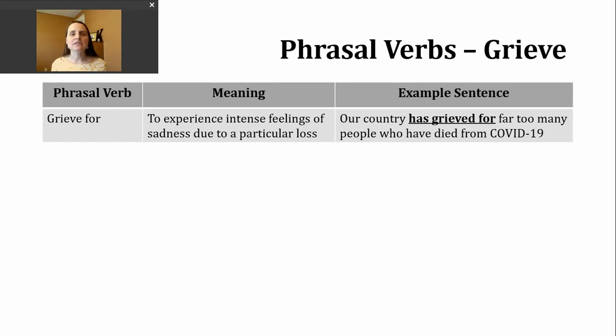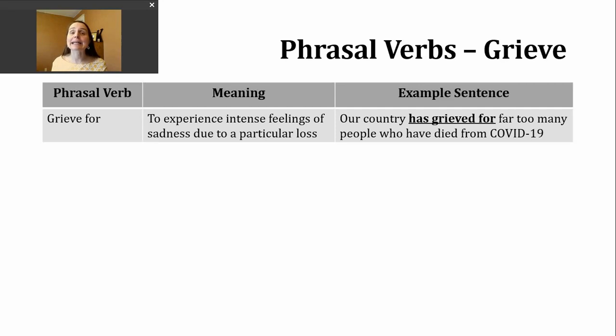There is one phrasal verb that tends to be used. I'll note, though, the definition isn't extremely different than the first or primary definition we looked at, but you may hear someone saying that they grieve for someone or something. And again, the meaning here is to experience an intense feeling of sadness due to a particular loss. And sometimes it's just a change. It doesn't have to mean that someone has died. There are many different things that people can and do grieve.